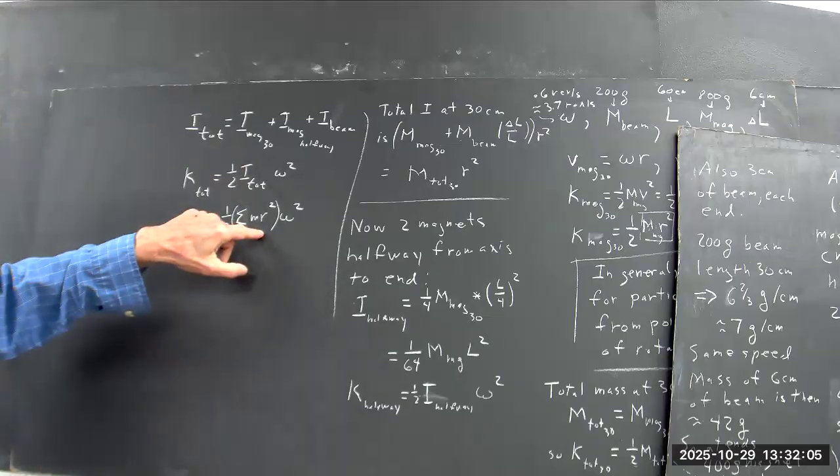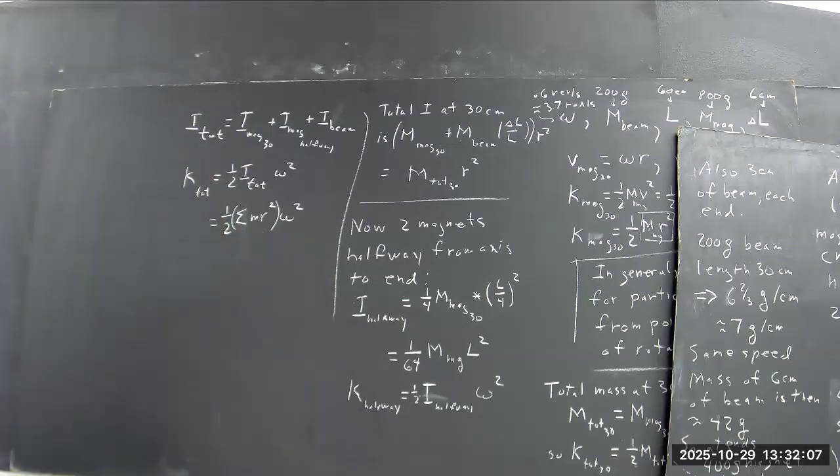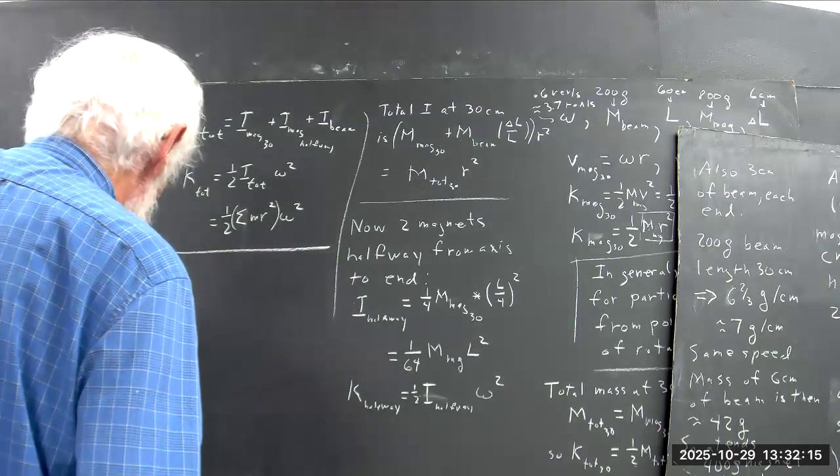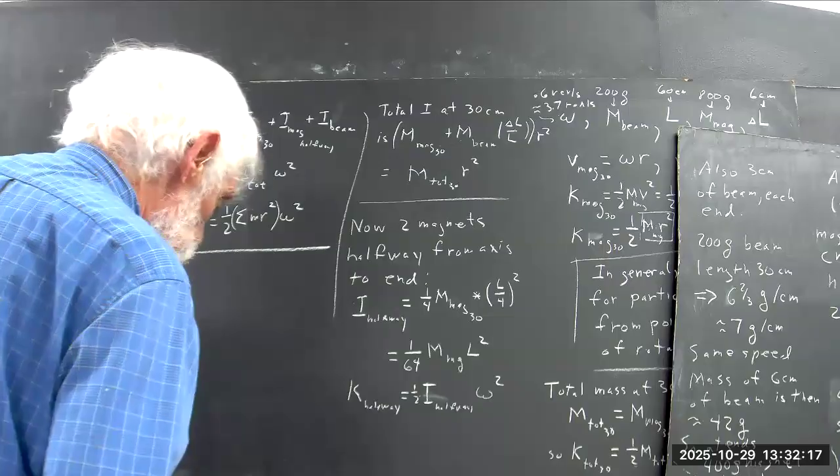Total moment of inertia is just the sum of all your MR squared. I'm a little sloppy with my notation here. There's some things I'd like to improve on it. But this is a general principle.